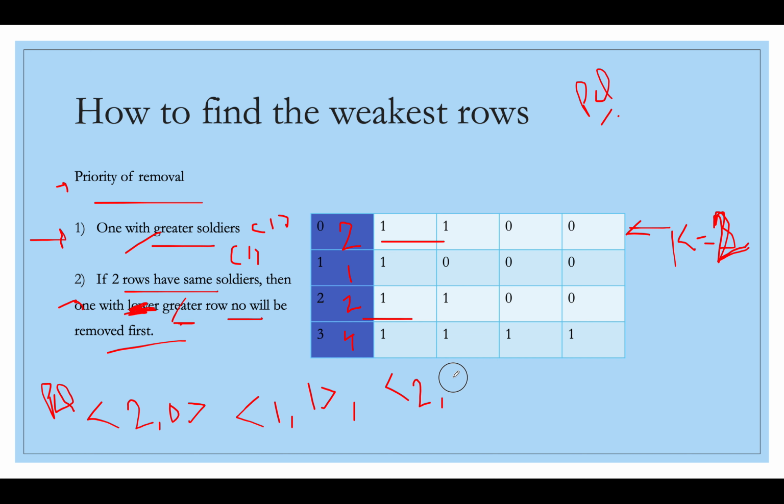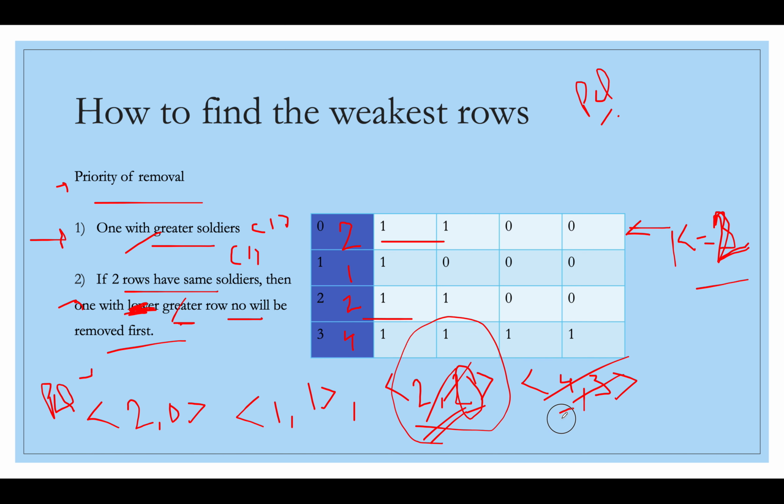So 2 comma 2 will be added, and since the size of the priority queue becomes greater than k, we will pull out an element from the priority queue. Which element will be pulled out? This element will be pulled out by virtue of the same number of soldiers, but the one with the higher row index will be rejected. So this will be rejected. Next we have 4 comma 3, and it will be added in the priority queue, and again since the size becomes greater than 2, this element will be pulled out by virtue of the higher number of soldiers.